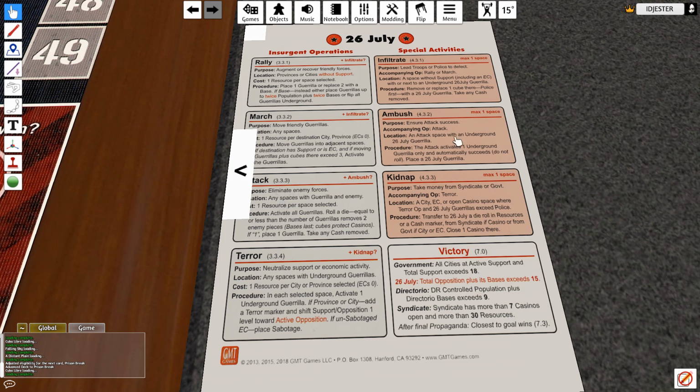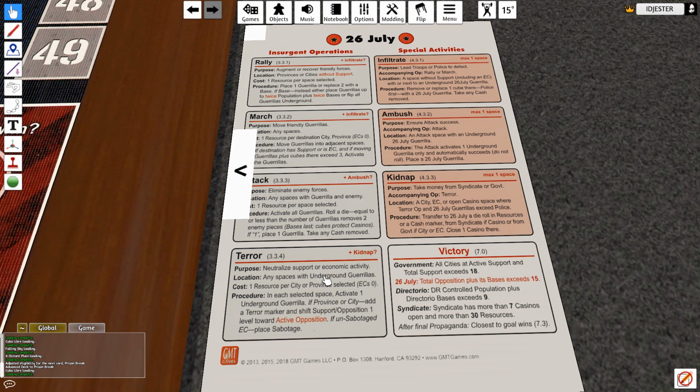One other special note is you can actually do these in any order. So if you're going to march and then infiltrate, you can infiltrate and then march. So you can do them in any order. In fact, you can start marching, infiltrate, and then finish your march. So these special activities can happen before, during, or after you do your operations. And that is very important.